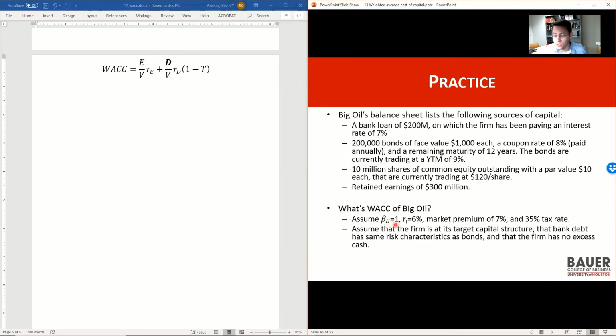We're given some information on their equity. We see it's got a beta of 1, kind of like Exxon, which we calculated in class, before the second midterm. A risk-free rate of 6 and a market risk premium of 7. And the tax rate for the company is 35%. We're going to assume that the firm is at its target capital structure, that the bank debt has the same risk characteristics as the bonds, and that the firm has no excess cash.